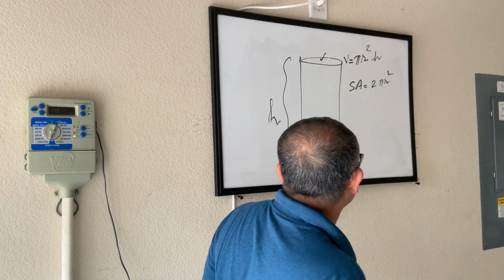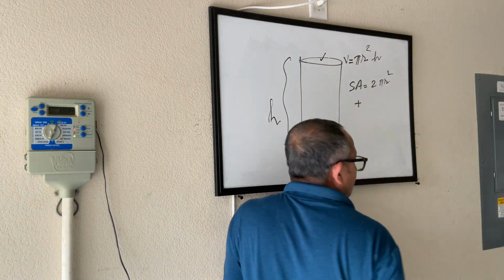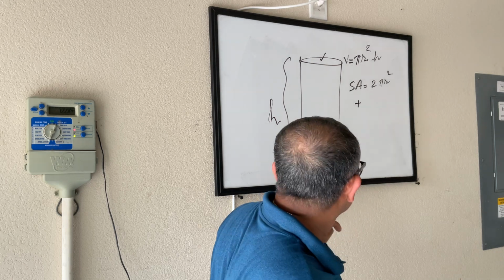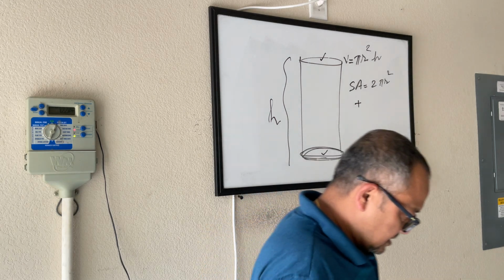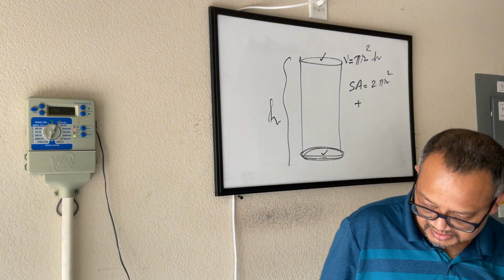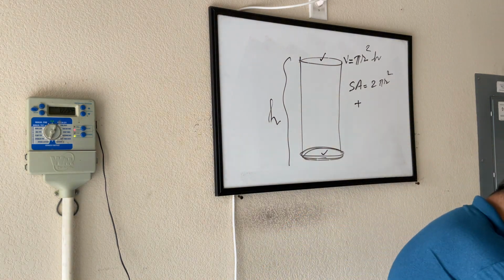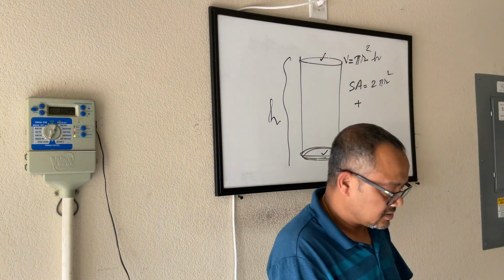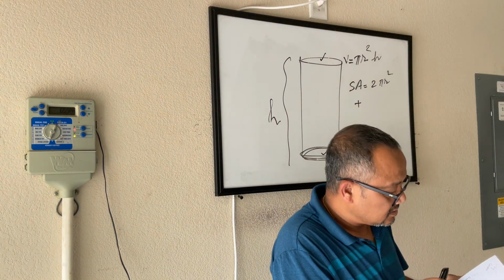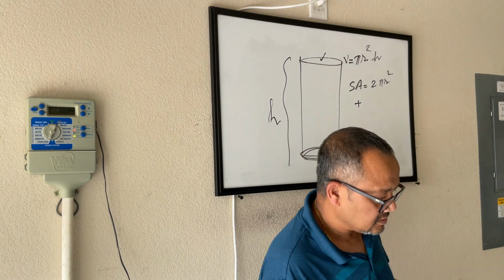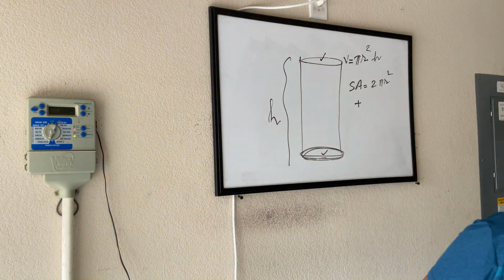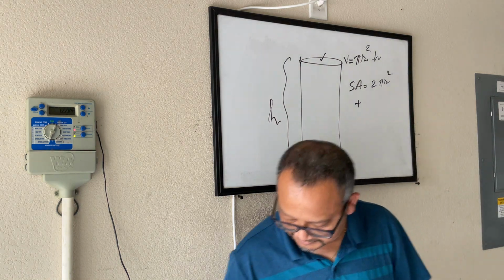Yeah, and then you would find the area of a rectangle, which would be length, which in this case would be the circumference of the circle, which would give you one side of this rectangle, and then the height of the cylinder is the other part of the rectangle.